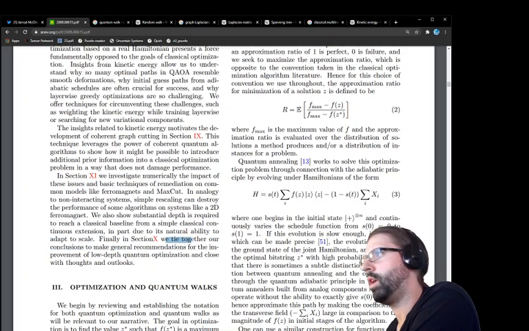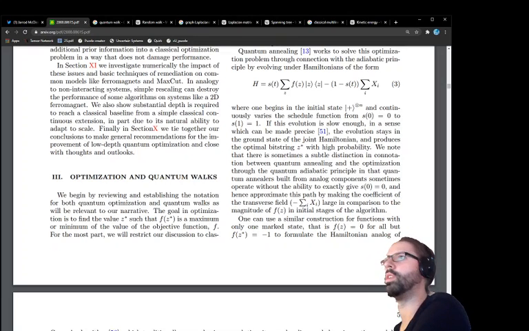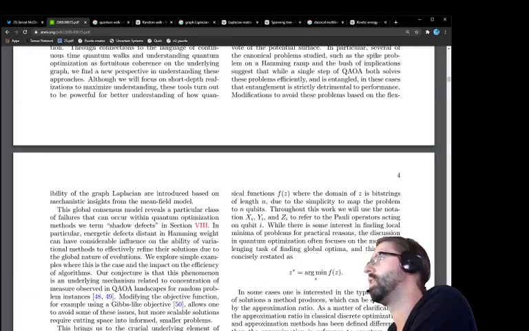In section 10, we tie together our conclusions to make general recommendations for the improvement of low-depth quantum optimization and close with thoughts and outlooks. Cool. So what I will do is, next video, I'm going to read the third chapter where they go through, I think, the main results and all the stuff.